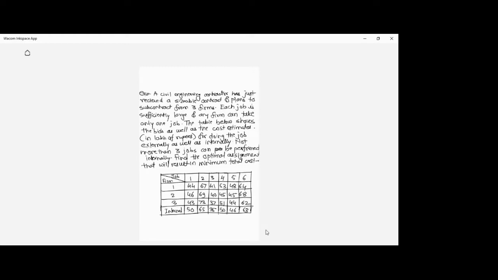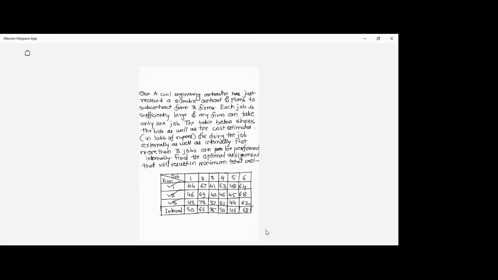So now the table shows the bids as well as the cost estimate. Everything that has been written in the table is in lakh of rupees. So that is 44 lakh, 67 lakhs. This particular cost that has been given in the table is for the external as well as the internal jobs. Now, not more than 3 jobs can be performed internally. Find the optimal assignment that will result in the minimum total cost. There are three external firms to which he is going to give the jobs, and 1, 2, 3, 4, 5, 6 are the jobs.